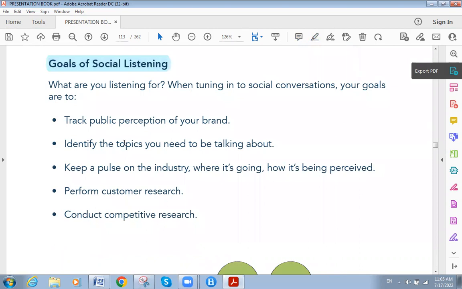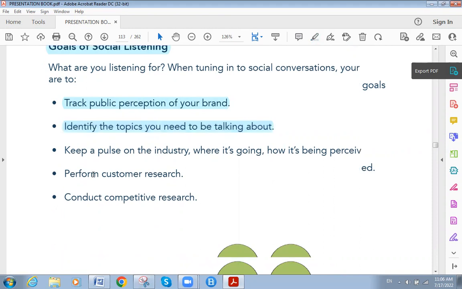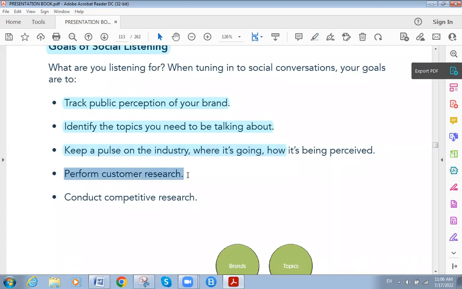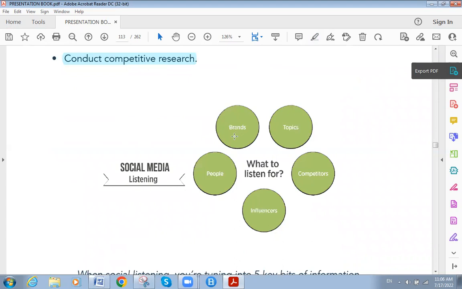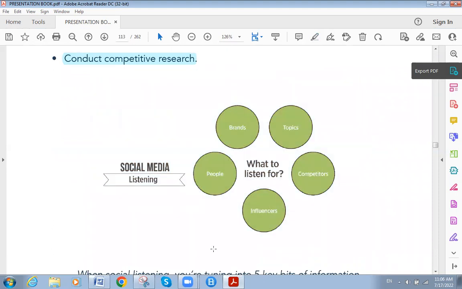Are there goals for social listening? Yes: track public perception about your products or services, identify the topics you need to be talking about, keep a pulse of the industry, perform customer research, and conduct competitive research. These are the reasons why you are always doing social media. You have to listen for the brands, the topics, the competitors, the influencers, the people.